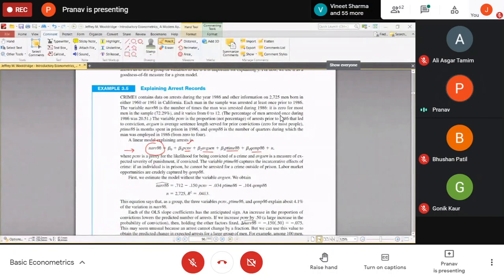No, because there are various theories of crime. One of the theories says that if you increase the probability of conviction and severity of punishment, the probability of a person falling back to criminal activities gets lesser and lesser, and that's what this entire narrative or this entire model tells you.